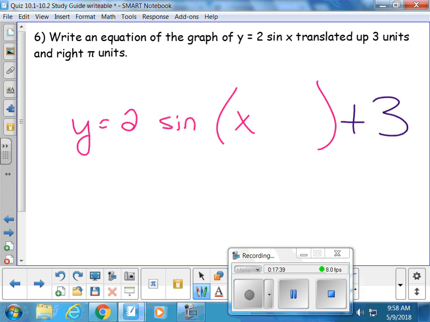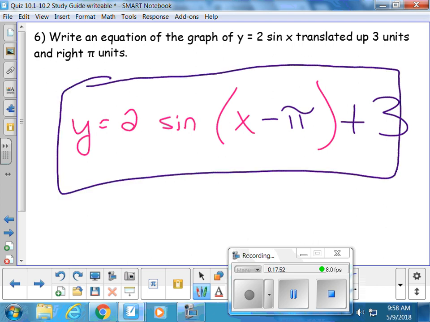Positive 3. And we're going right pi. So are we going to put a plus pi or a minus pi? Minus. Good. Finally learning that. So a minus actually means right. And that's your answer. That easy. That is all you have to do for number 6. Two more.